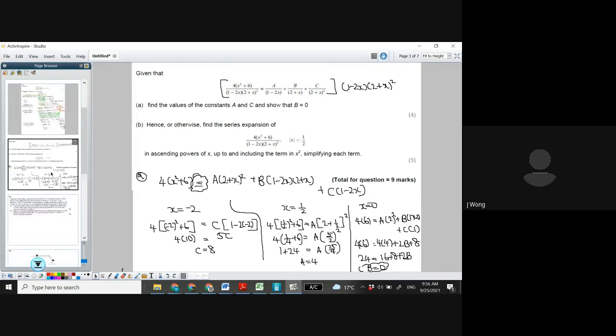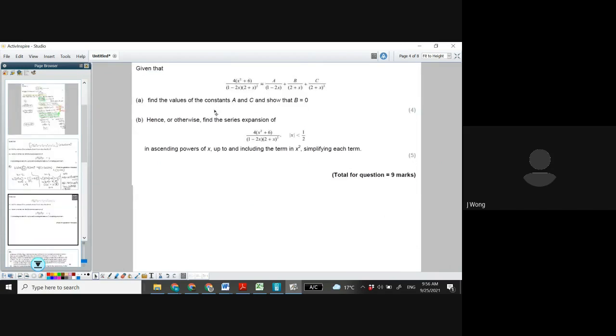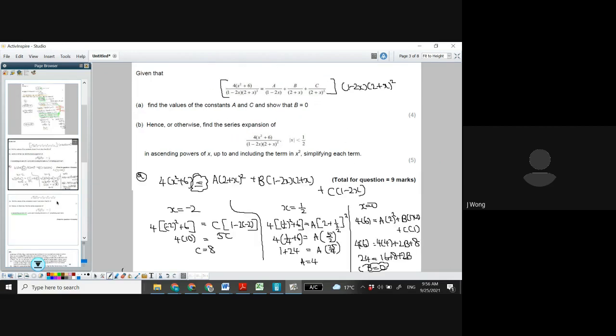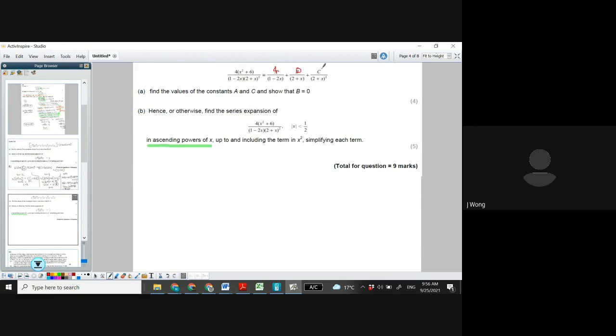Okay, so moving on. So now part B. Now handle otherwise. Use that to form a series expansion in ascending powers of x. You could find, so this is what we need to use the knowledge that we have learned in chapter 4, which is the negative binomial expansion. So we have found a as 4, b is 0, c is 8. That means firstly this expression is 4 over 1 minus 2x plus 8 divided by 2 plus x all squared.